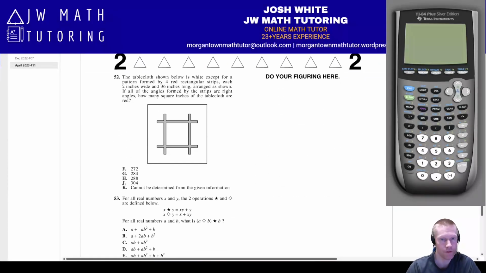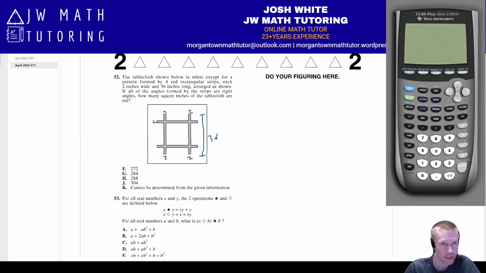Next up, number 52. Here you have this one with the tablecloth, and it's got this little pattern and everything inside of it. And so the way I chose to do this one, basically you want to know how much this shaded area is. So you know that each of these small distances here are 2, and the long distances are 36, all the way top to bottom.